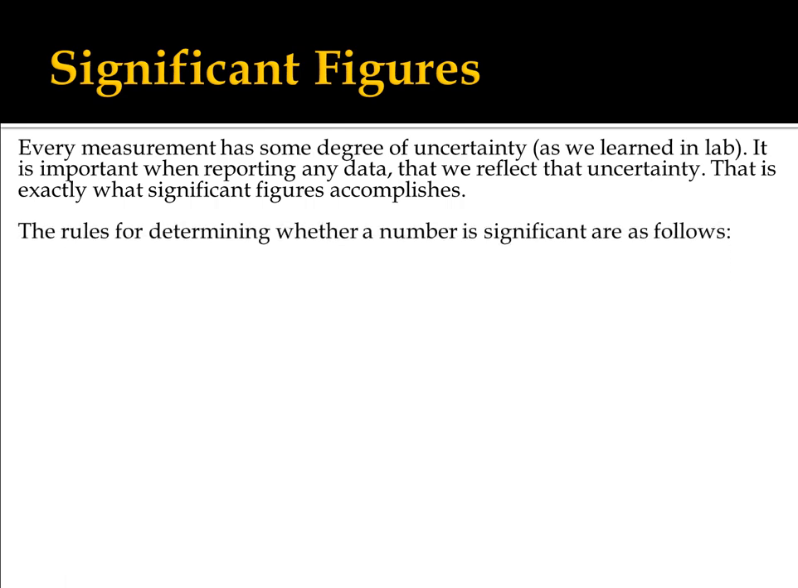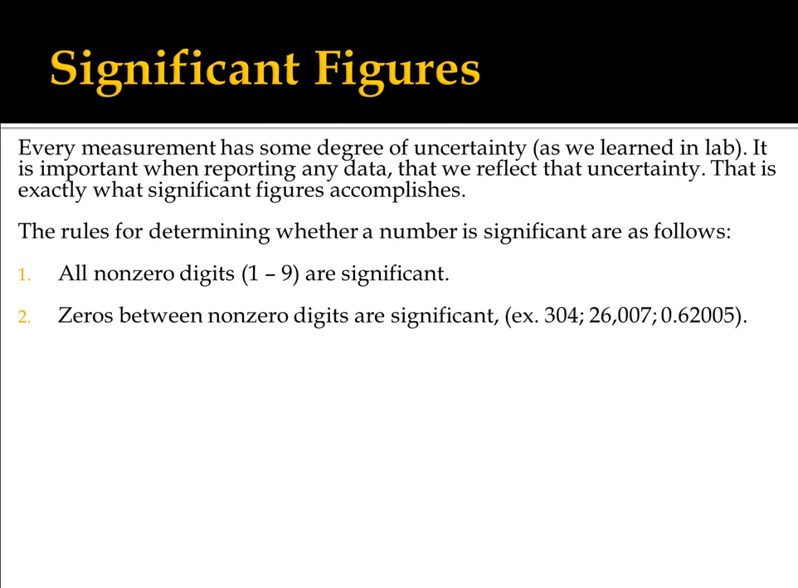The rules for determining whether a number is significant are as follows. All non-zero digits are considered significant, anything between 1 and 9. And zeros, when placed between non-zero digits, are significant. If you look at that example there, 304 has 3 significant figures. 26,007 has 5 significant figures.